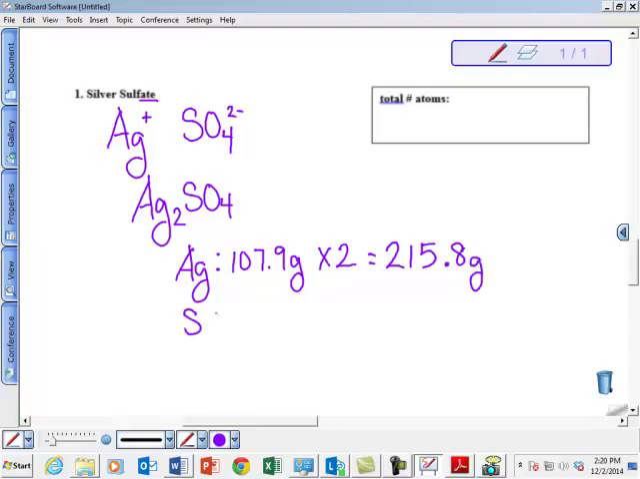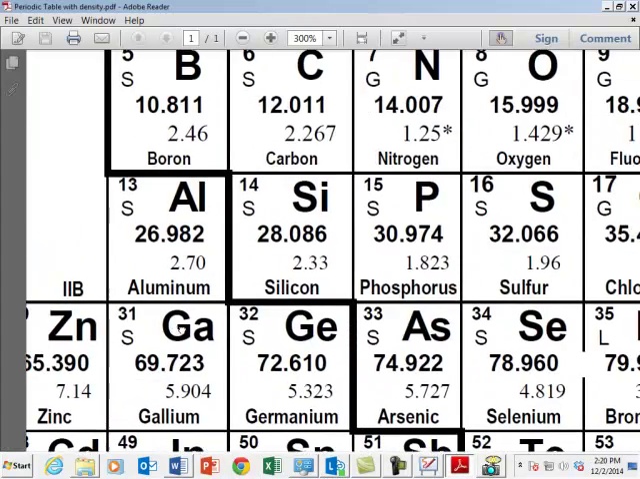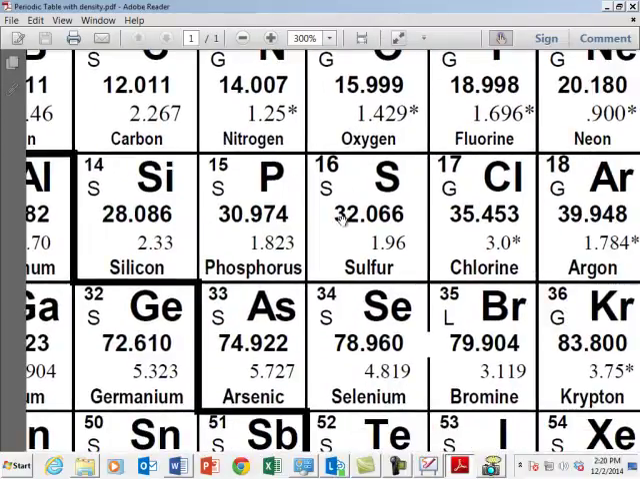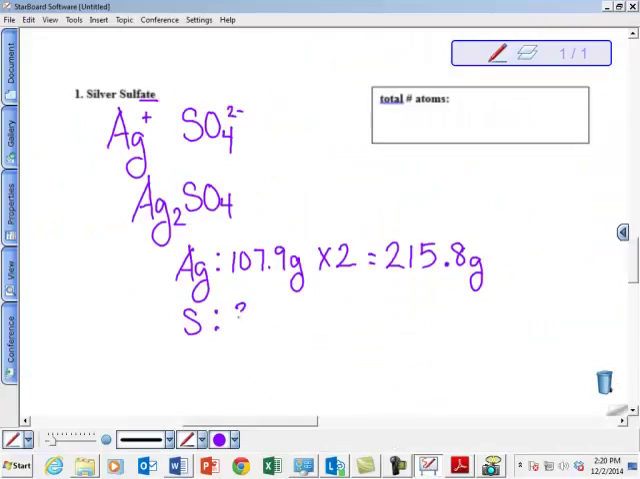Next would be sulfur. Let me show you on the periodic table what he looks like. Here he is. 32.06. How would you round this? You got it. 32.1. Look at the formula. How many sulfurs did I use? Only 1. So that's easy. Notice I'm lining up the decimal. That will remind me that I'm going to have to put in a tenth place on there.